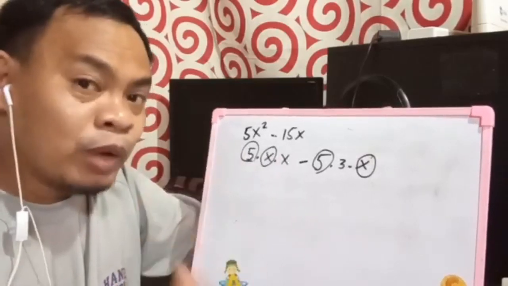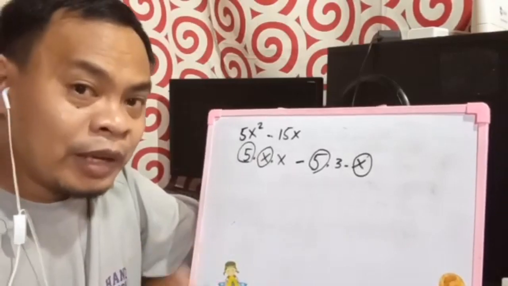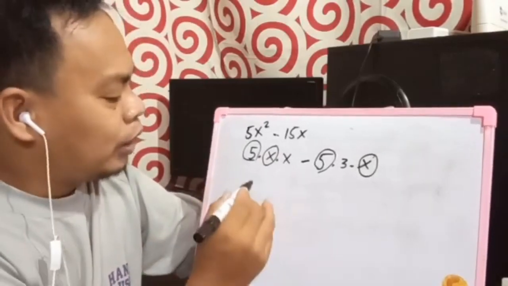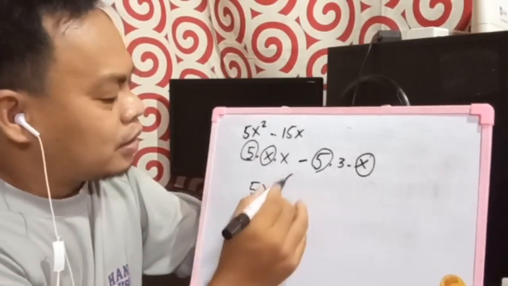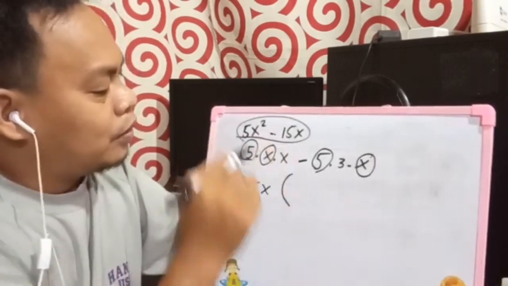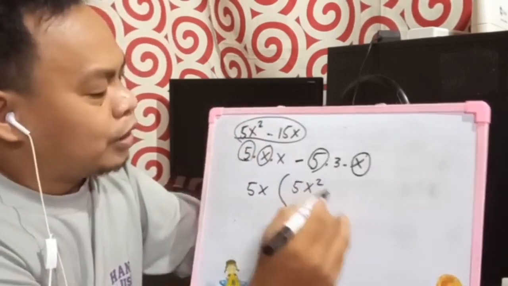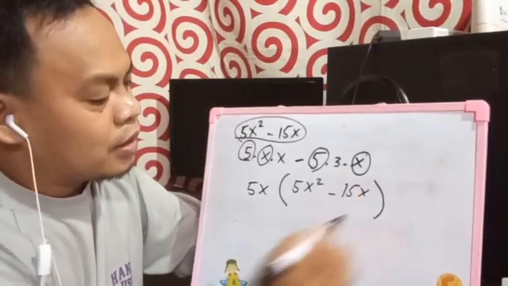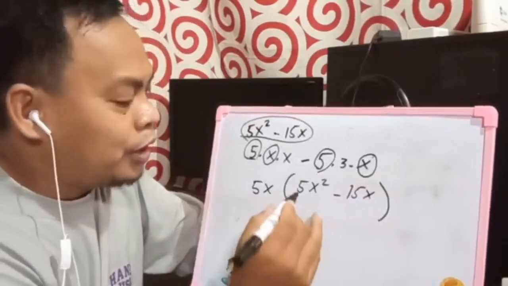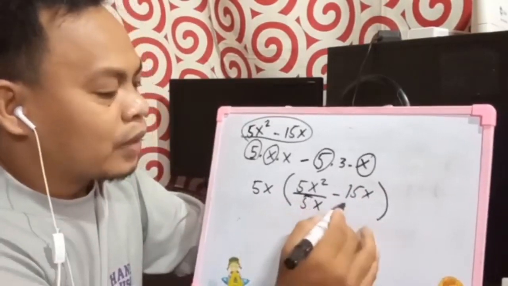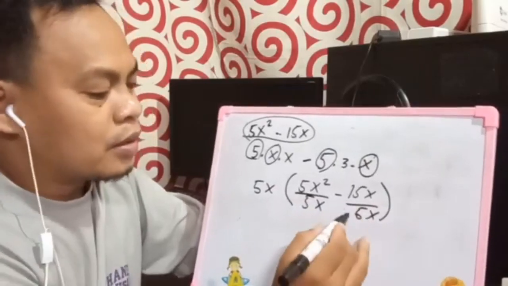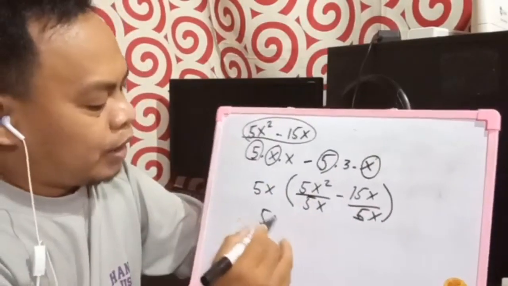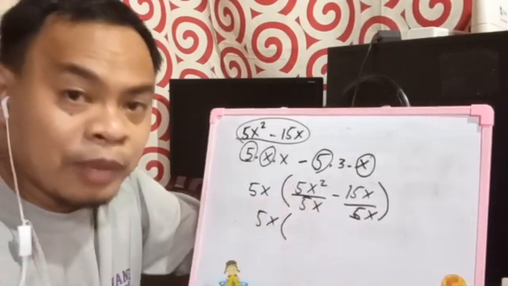So the third step is pull out the GCF and then divide everything by it. So we'll pull out the GCF, which is 5x. And then we'll write this one. So we have 5x squared minus 15x. Then we'll divide everything by our GCF, which is 5x. 5x times 5x squared divide 5x.